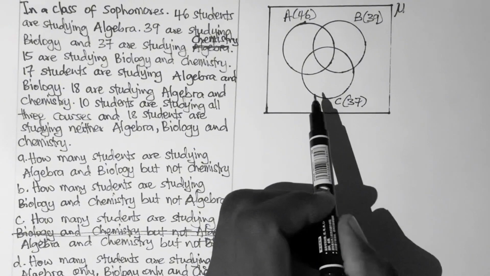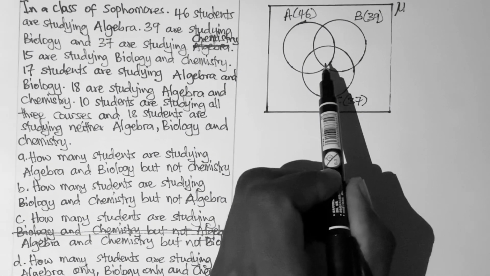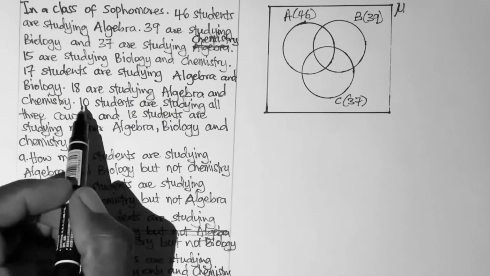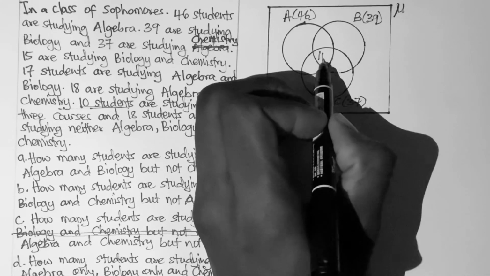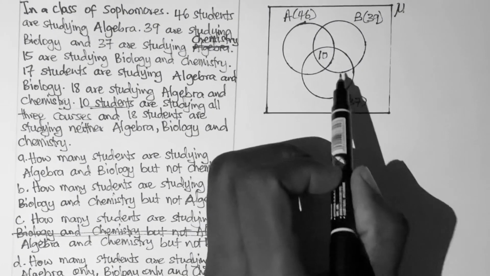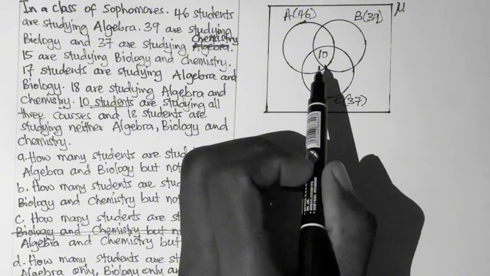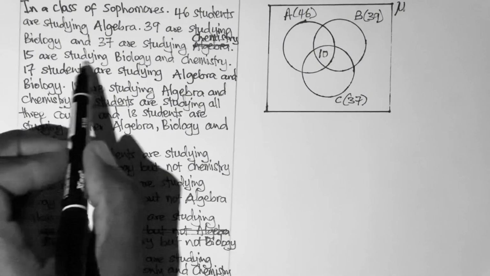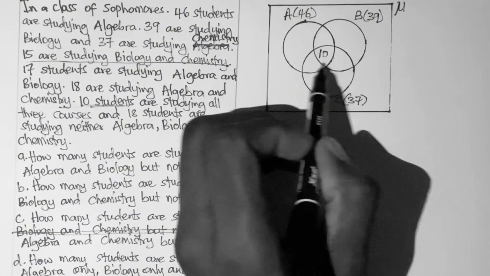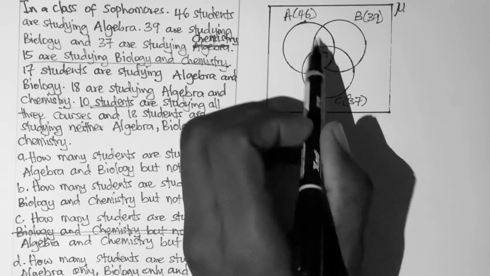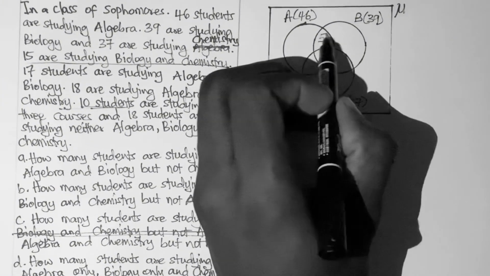Now, to be successful in solving a three set problem, the first thing we need to look for is the intersection of all the three subsets that we are dealing with. If you check here, it says that 10 students are studying all three courses. So he's talking about this region. So here's 10. Then, having found this region, we need to look for the other three regions where two of them intersect. So let's go back. He says that 15 students are studying biology and chemistry. So we are talking about this region. It's 15. However, here is 10. So 10 plus 5 is 15.